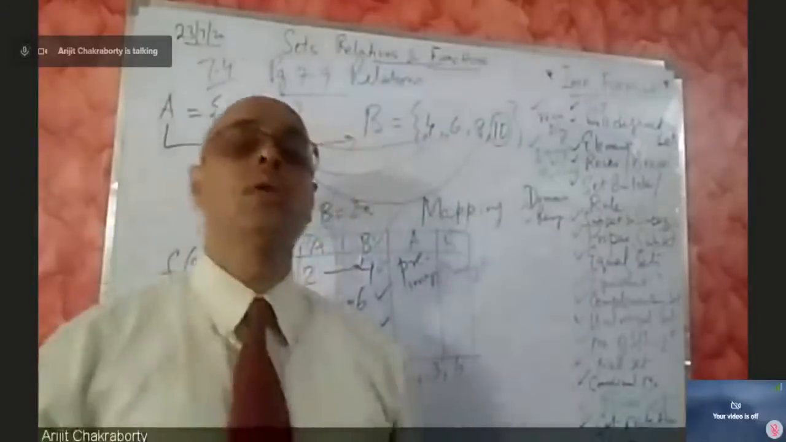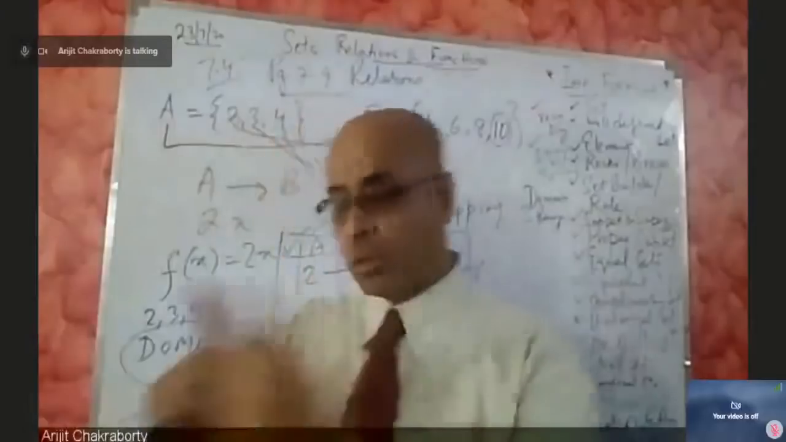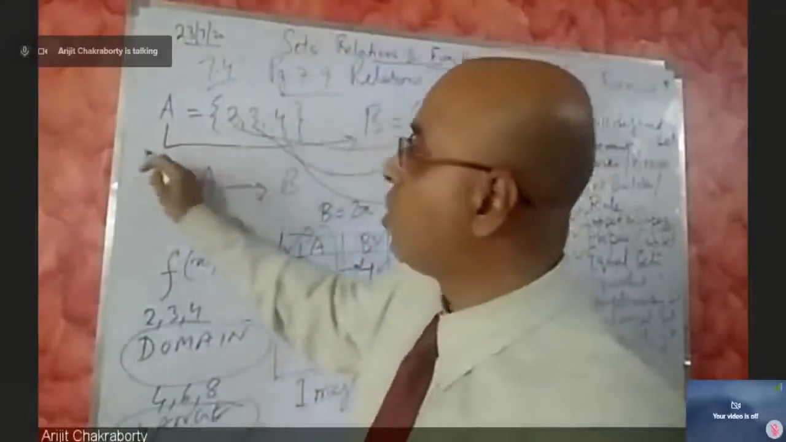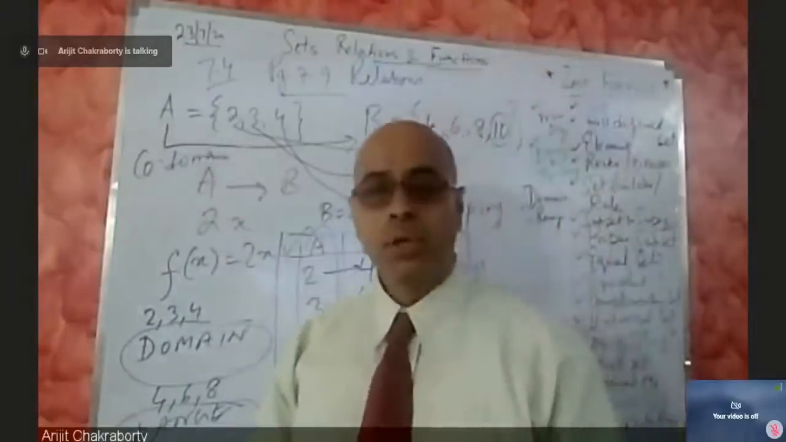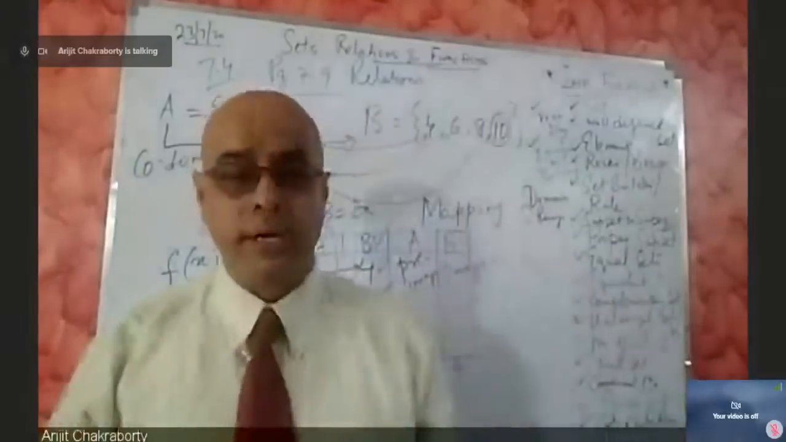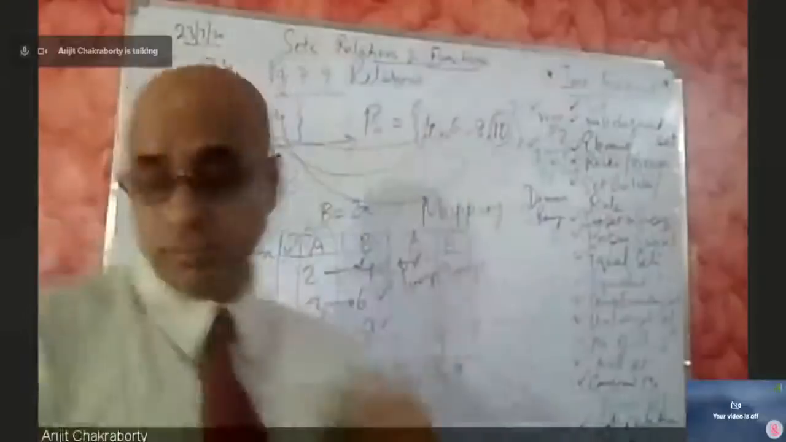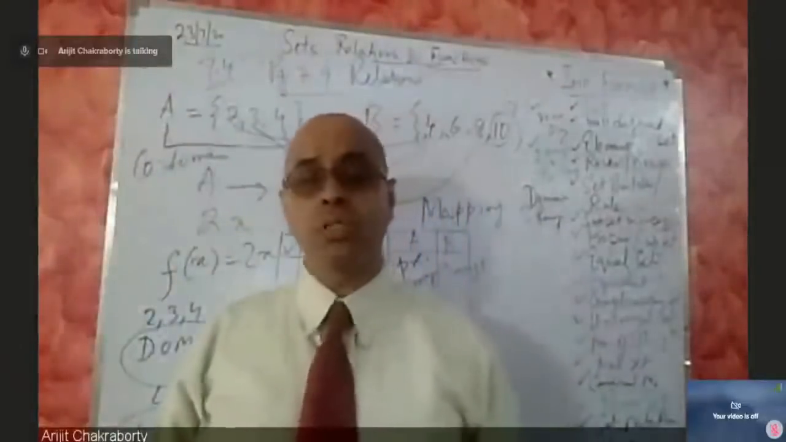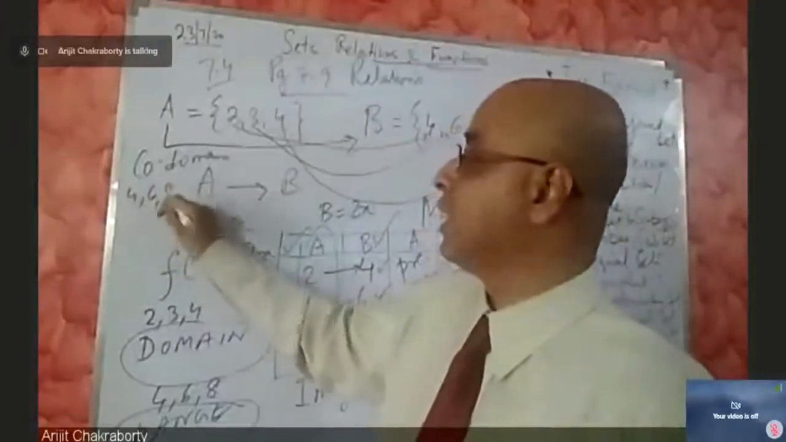But there is one more concept and that is called co-domain. So if I ask you, domain is 2, 3 and 4, what is the co-domain? Co-domain will be 4, 6, 8 and 10.